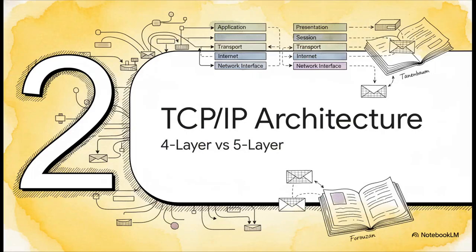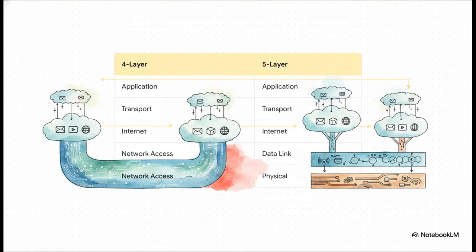Moving right along to Section 2, the TCP/IP architecture. Now, depending on which textbook your university happens to use, maybe it's Forouzan or maybe it's Tanenbaum, you might actually see the TCP/IP stack represented a little bit differently. The major difference really just boils down to the very bottom of the stack. It's all about whether that bottom layer is combined into a single unified network access layer or if it's split out into separate data link and physical layers.